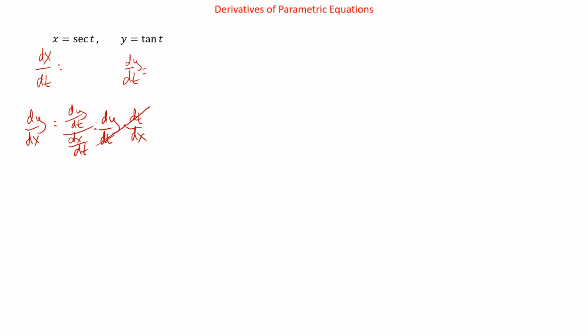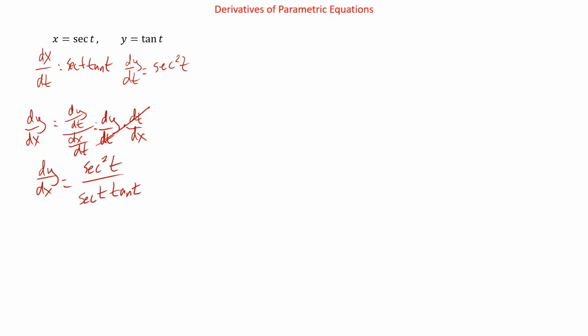So to find the derivative of a parametric equation, we find the derivative of each equation specifically, and then we divide y over x. So the derivative of secant of t, the derivative of secant is secant t tangent t, and the derivative of tangent is going to be secant squared t. And so dy over dx will equal secant squared t over secant t tangent t.